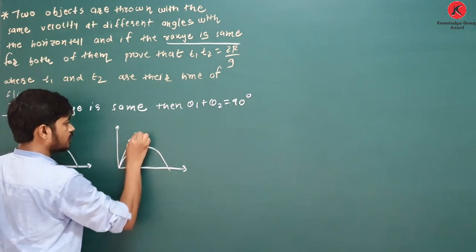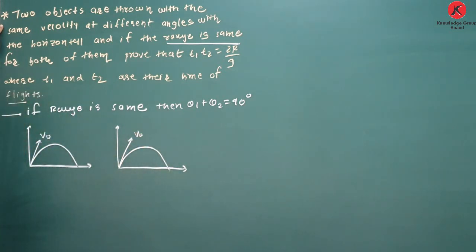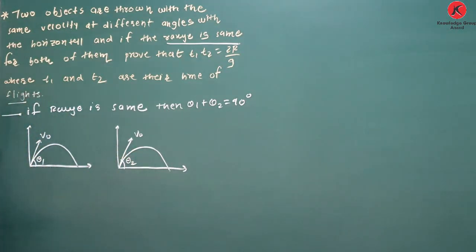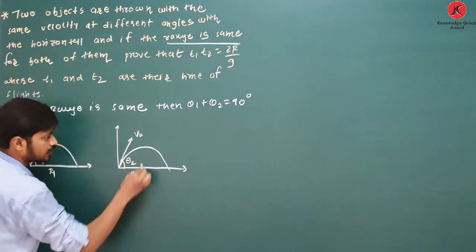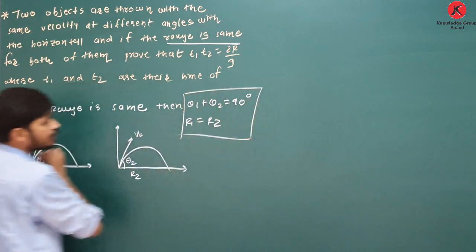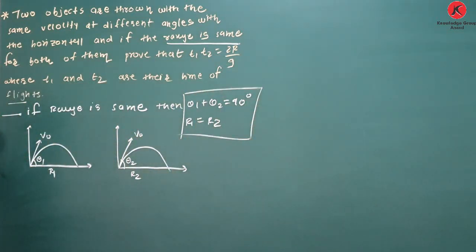Yes, it is also V0 as you are given. Two objects are thrown with the same velocity at different angles. For this one the angle is theta 1, and for this one the angle is theta 2, different angles with the horizontal. If the range is the same, here R1 and here R2, then R1 is equal to R2 when theta 1 plus theta 2 is equal to 90 degrees. You know this result.